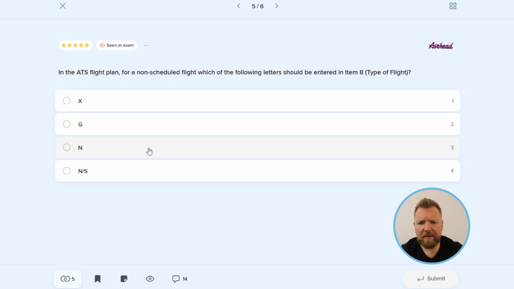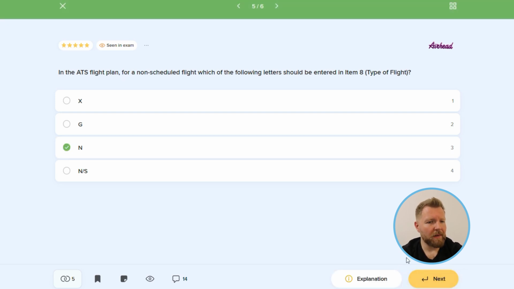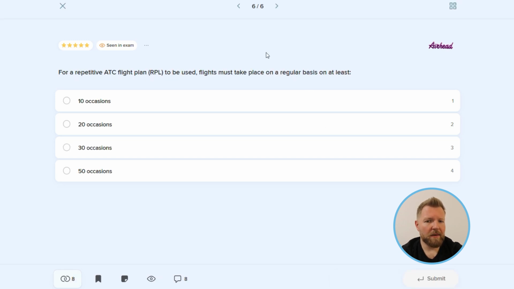As for type of flight, we have 5 options: Sierra for scheduled air service, November for non-scheduled air transport operation, Golf for general aviation, Mike for military, and X-ray if other than any of the above. So, as you can see, the correct letter for the non-scheduled flight is November, answer number 3. And this answer is also correct. Let's move to the last, 6th question.